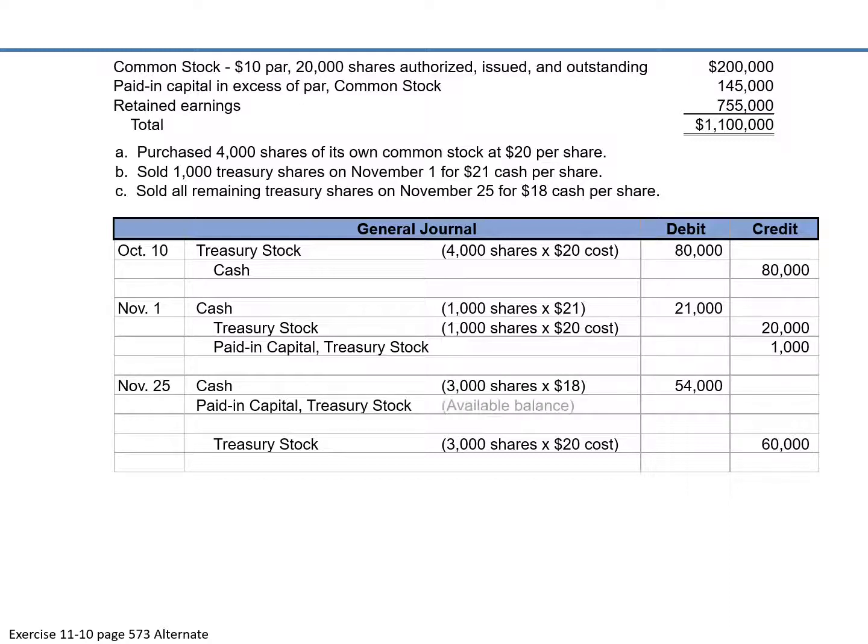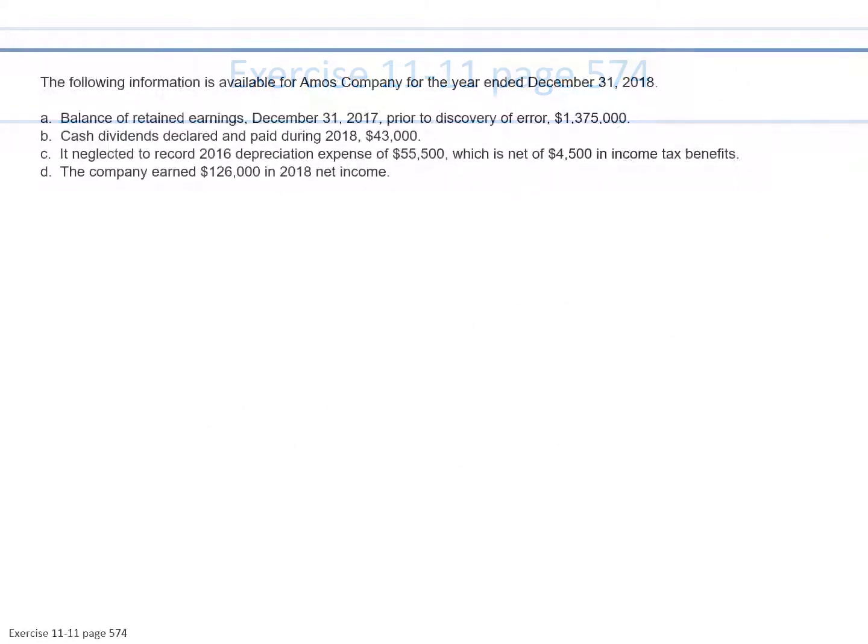Then we reduce our paid in capital for whatever's available. So we had $1,000 there from the letter B transaction. So we're going to take our credit balance of $1,000 in paid in capital and reduce it with the debit of 1,000. And then the difference goes to retained earnings. So because we sold the last 3,000 shares for less than what they cost us to buy them back, we have a reduction in our retained earnings for the difference. Okay? All right, exercise 11.